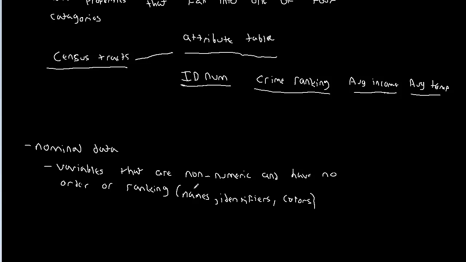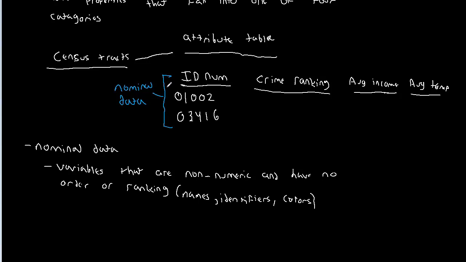We can't say that a census tract ID number 01002 is any better than the census tract 03416. You cannot say one is better than the other. They're not ranked, even though they're numbers. It's an ID number, meaning you cannot add or subtract them. It doesn't make sense, right? So this ID number is an example of nominal data.